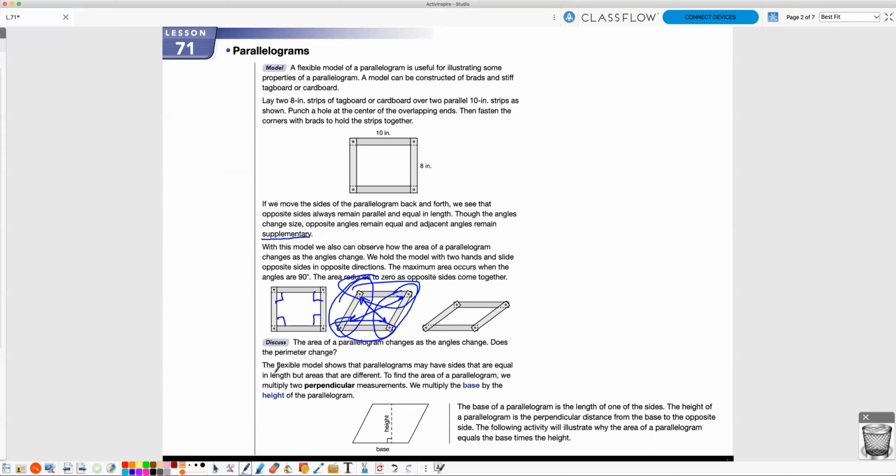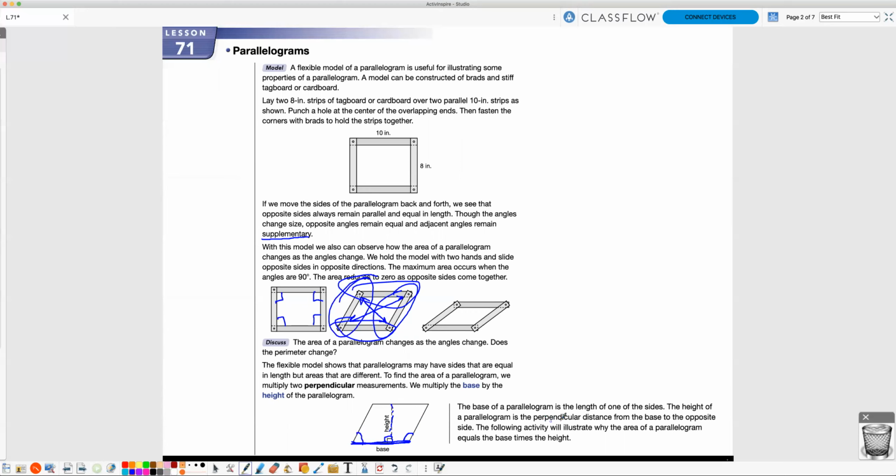The flexible model will also show that parallelograms may have sides that are equal in length, but areas that are different. To find the area of a parallelogram, we simply multiply two perpendicular measurements. We multiply the base by the height of the parallelogram. So if this side represents the base, the height has to be perpendicular to the base. So that's this measure right here. This side right here is not perpendicular. That's a different angle. That's an obtuse angle. This one's an acute angle.